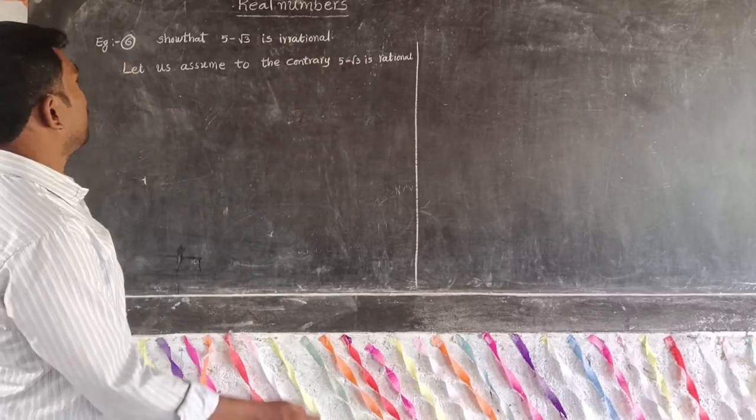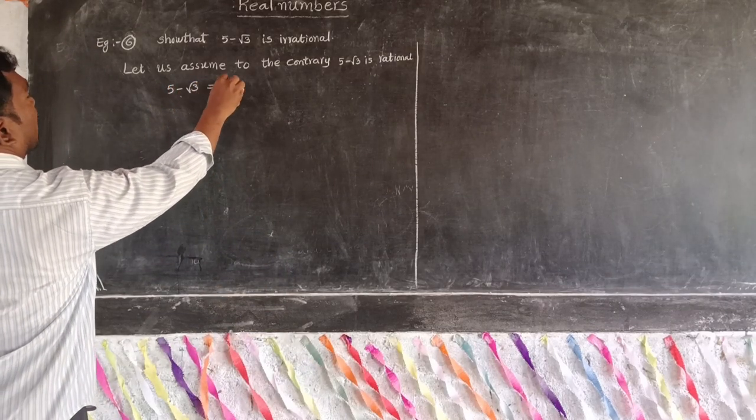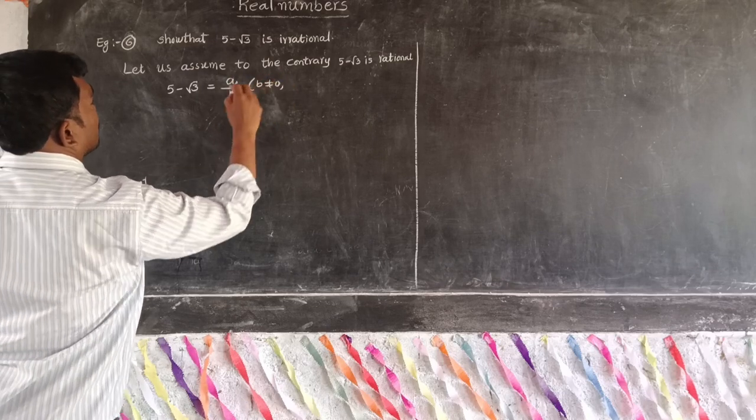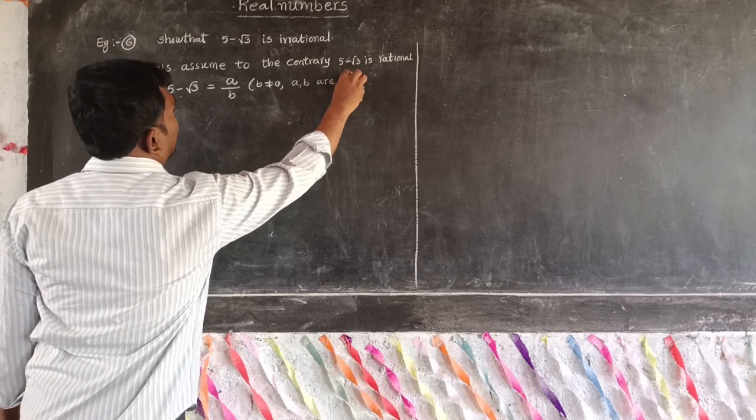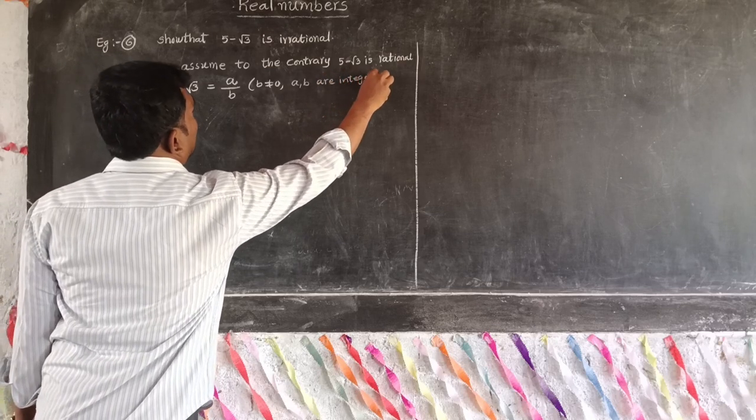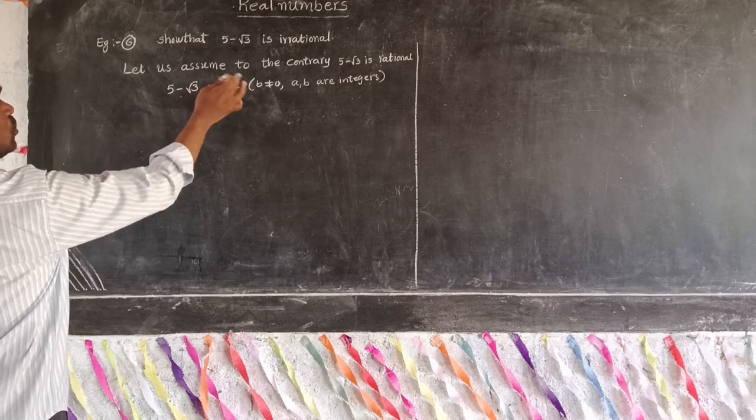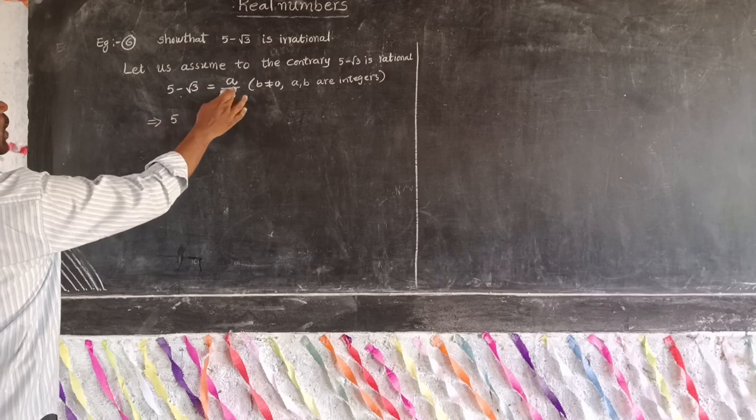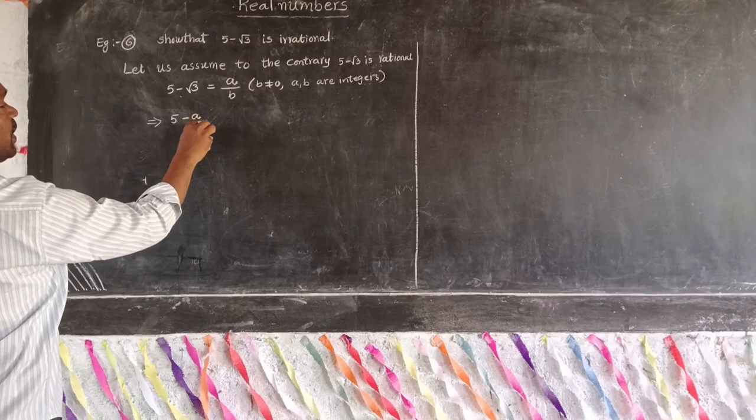We started by assuming 5 minus root 3 is rational. That means 5 minus root 3 equals a by b, b is not equal to 0, a and b are integers and co-primes. Then 5 minus root 3 equals a by b.